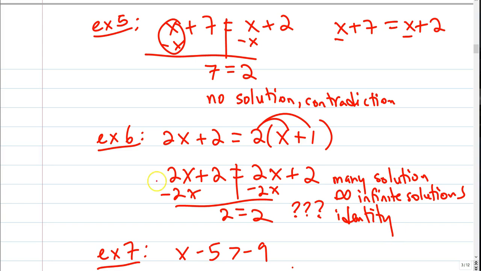So basically, this is where I wanted to show you. When does 2x plus 2 equal 2x plus 2? Well, always, no matter what x is, those two sides are identical. There's nothing we can do to make them different.